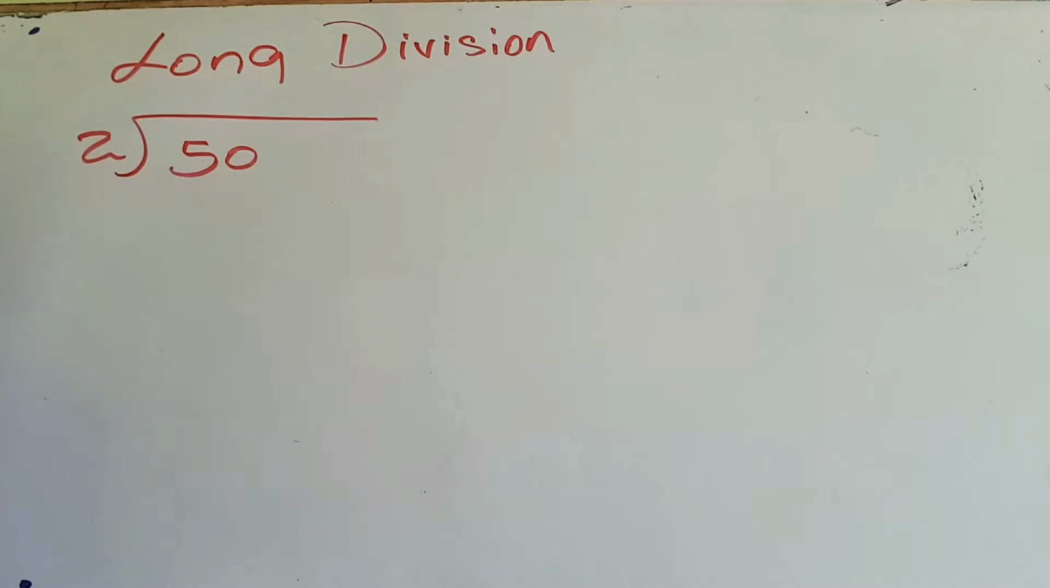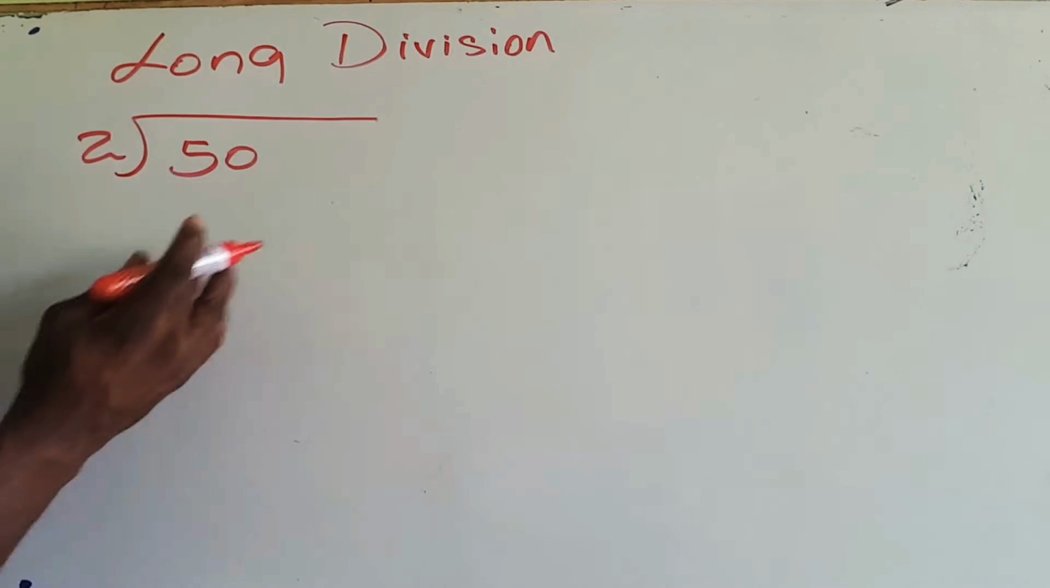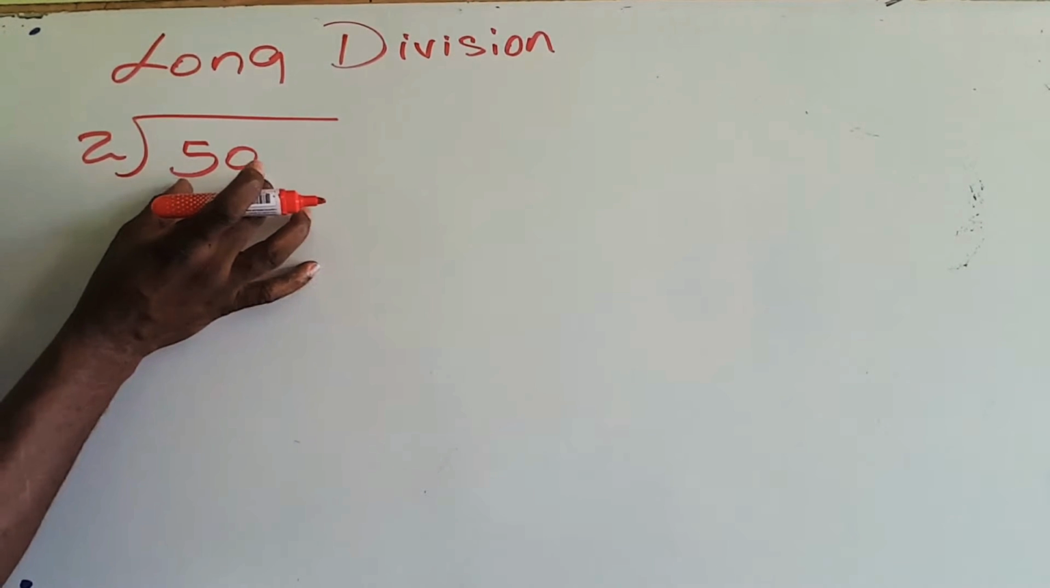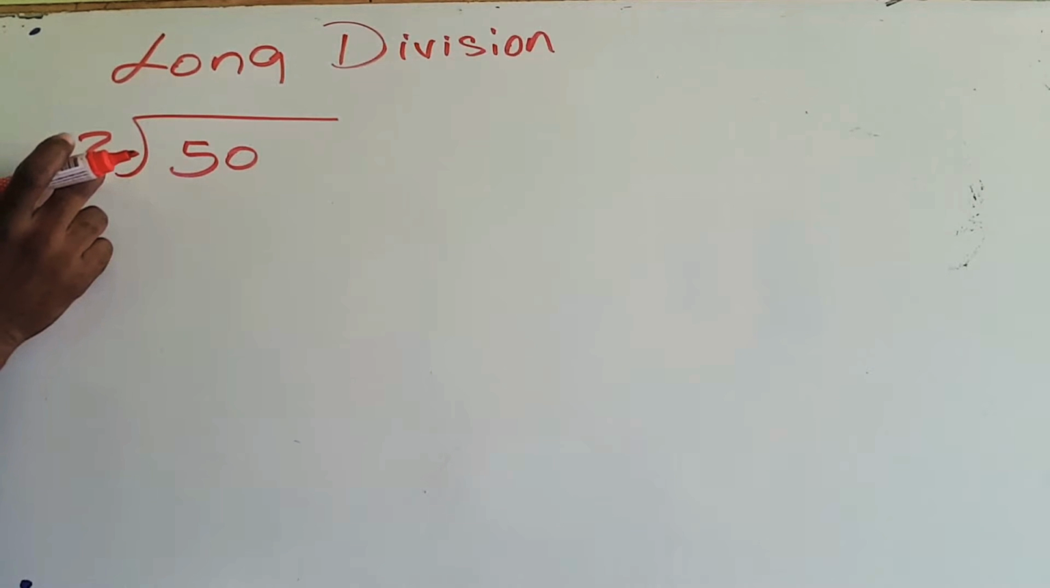In this video, we will be looking at long division. We will be dividing by 1 digit, 2 digits, maybe 3, depending on how far the digit takes us. So here in this problem, we're dividing 50 by 2.